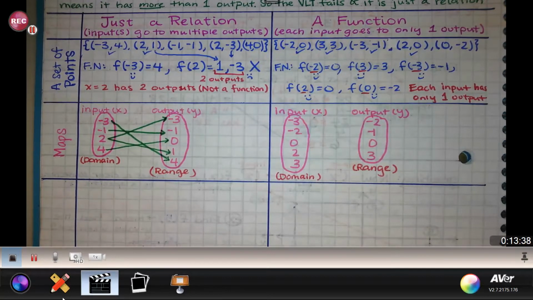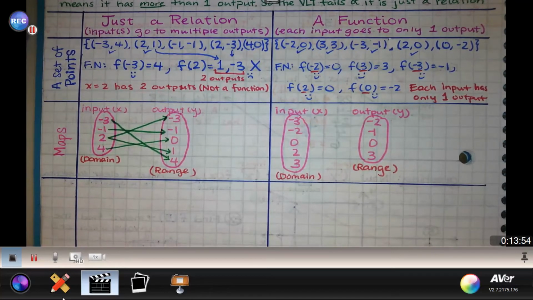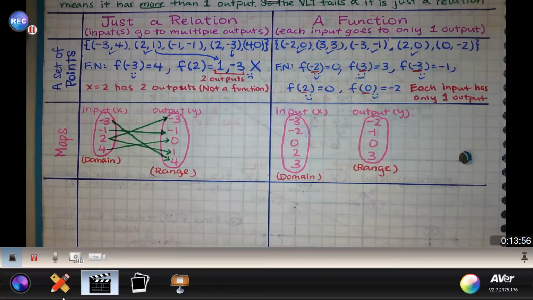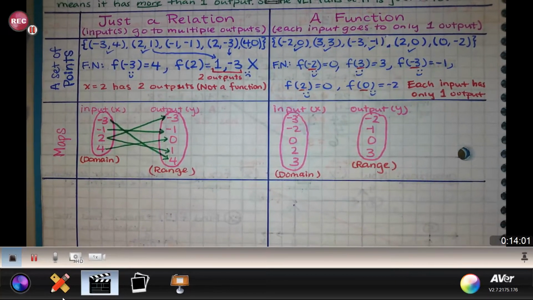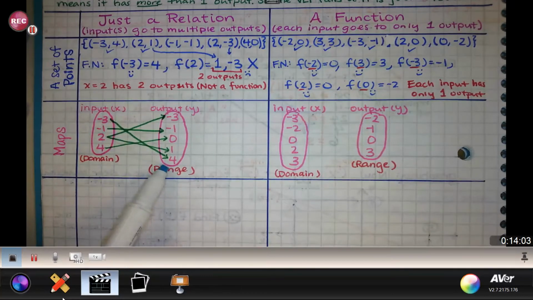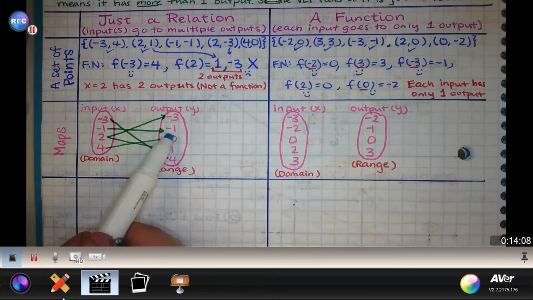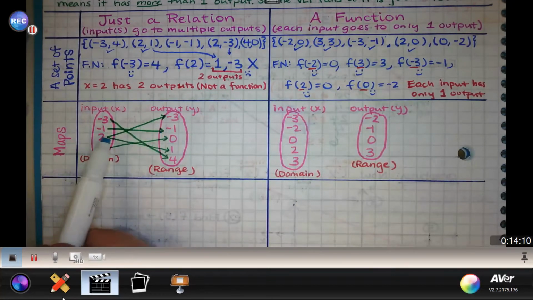Now, how does this help us with functions or not functions? Well, we want to look at our inputs and where they map. If you are following a map, you want to end in one location. This is not Harry Potter. We don't want to be split into parts. So here, -3 goes to one place. Good, meaning an input has one output. -1 goes to one place. Good. This input has one output.